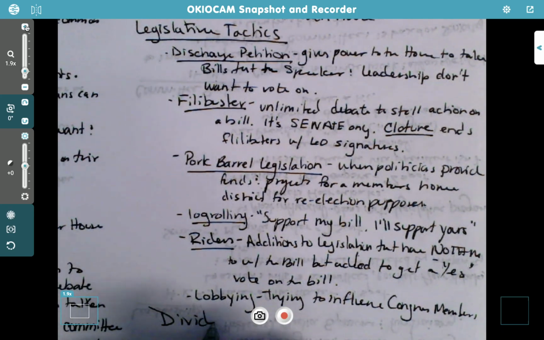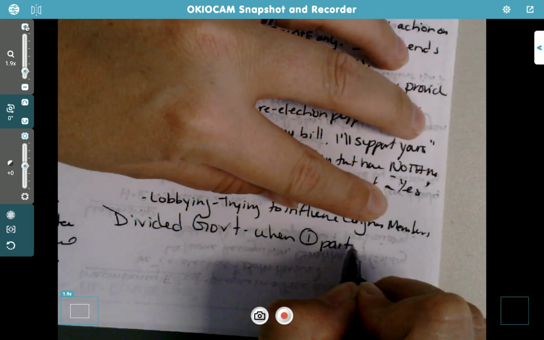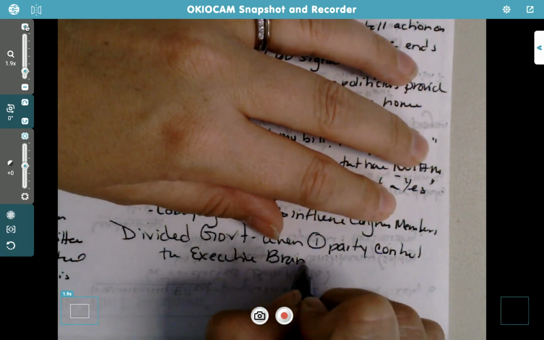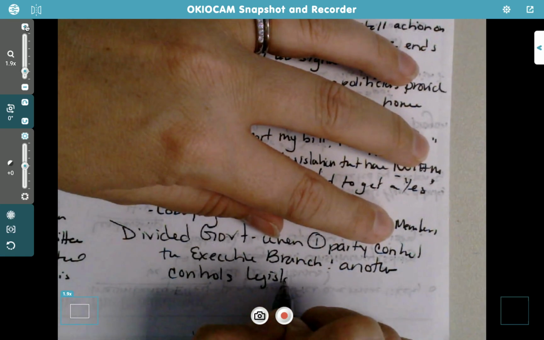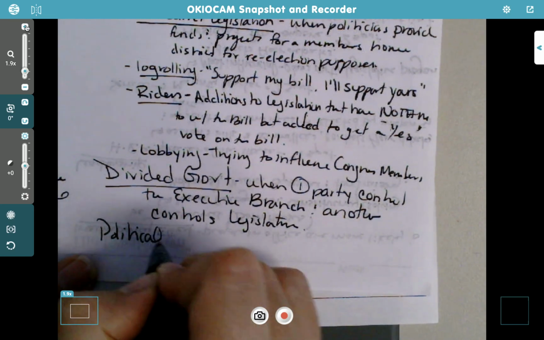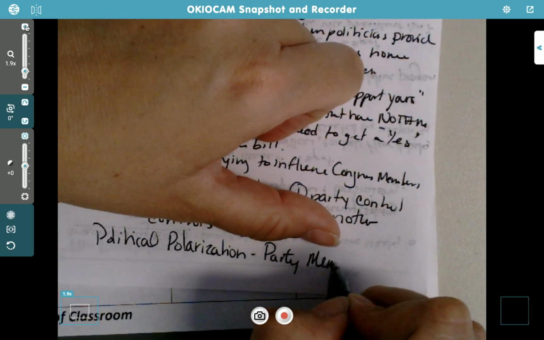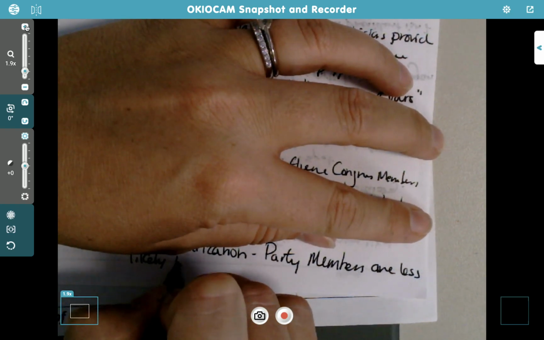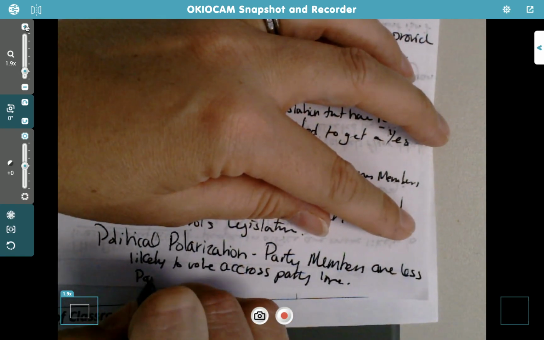Then you have what we call a divided government. Yay, last two things. When one party controls the executive branch and another controls legislature. One more. Political polarization. Party members are less likely to vote across party lines. Party allegiance.